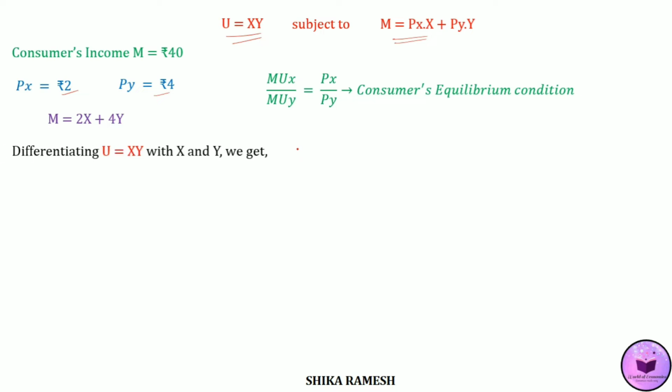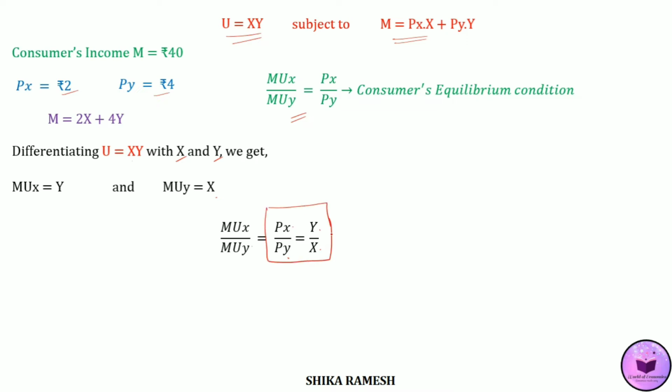Differentiating the utility function u = xy with respect to x and y, we get MUx = y and MUy = x. So the equilibrium condition can be rewritten as MUx/MUy = px/py = y/x. Now taking the equation px/py = y/x and cross multiplying it, we get px·x = py·y. Now substituting the prices of good x and y onto this equation, we get 2x = 4y.